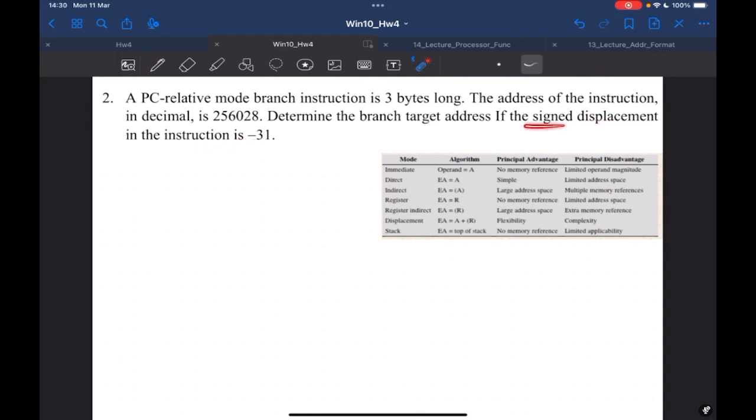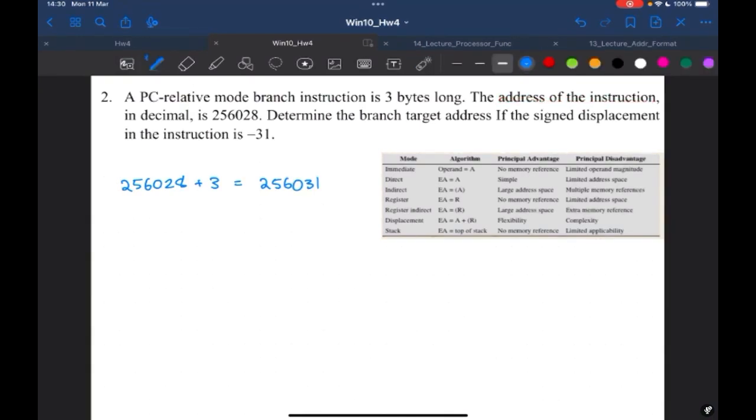First thing, let's look at this one first. We have a branch instruction of 3 bytes long. So what happens with the instruction we have? This is our one. We have a value of 256028, and we want to add 3 bytes to it because we have an instruction that is 3 bytes long. So adding it on top of the previous instructions we would get 256031, okay, as our current address of instructions. All right. Now the question asks what is the target branch.